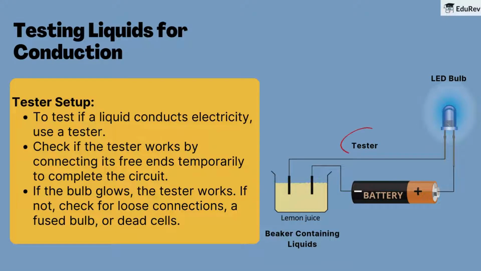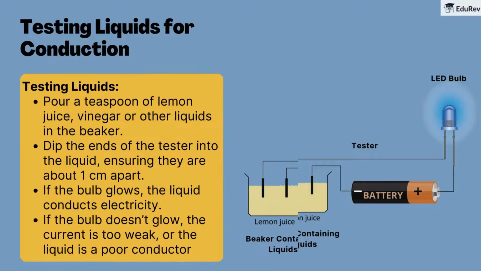Tester setup. To test if a liquid conducts electricity, use a tester. Check if the tester works by connecting its free ends temporarily to complete the circuit. If the bulb glows, the tester works. If not, check for loose connections, a fused bulb, or dead cells.